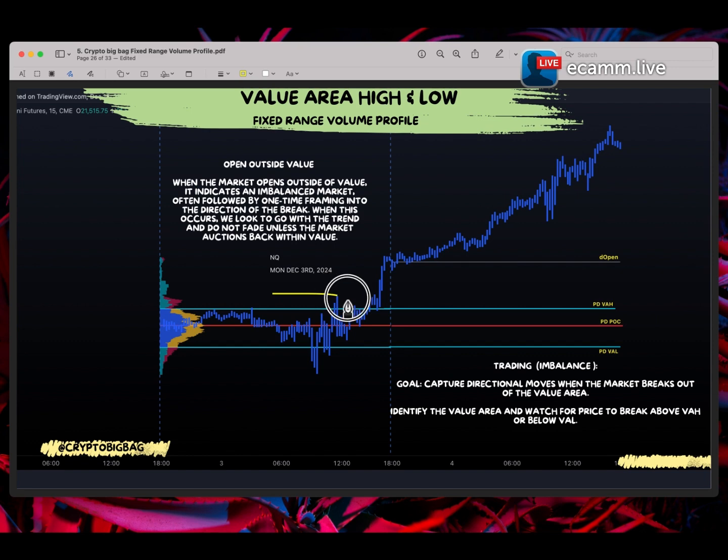Looking at the previous volume profile, the market opens outside the previous value area high. This indicates imbalance, and this move is likely going to continue or seek a new balance. Sometimes when it fails, it returns into balance, which means it was a fake out. But most of the time, when the market opens outside balance, it's showing you a strong directional move. You don't want to fade it. You just want to go with the trend.